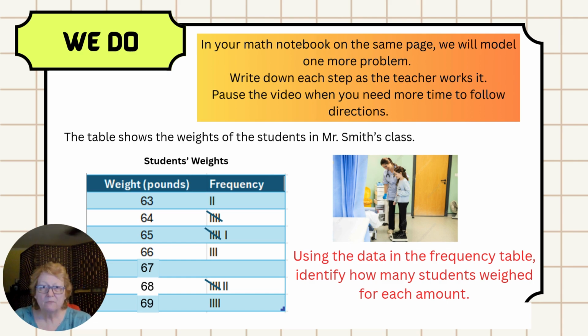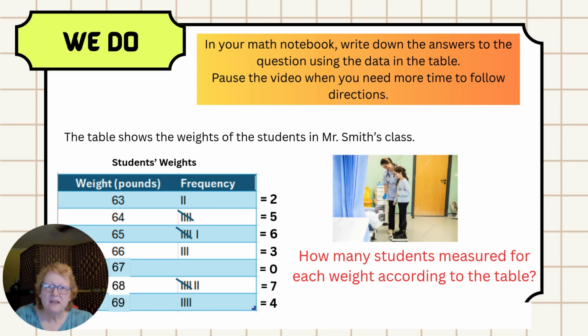Let's take a look at this table. It says the table shows the weights of the students in Mr. Smith's class. You'll notice that the table's title says students' weights, and there are 2 columns in the frequency chart. The first one says weights in pounds. The second column shows the frequency. All right. So the first thing we're going to do is identify how many students weighed each amount.